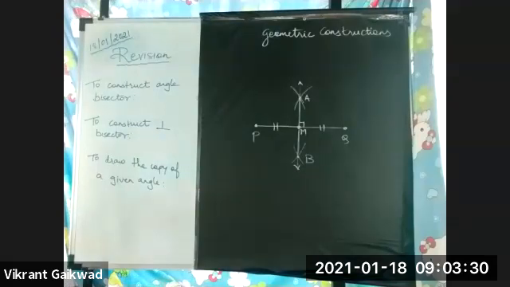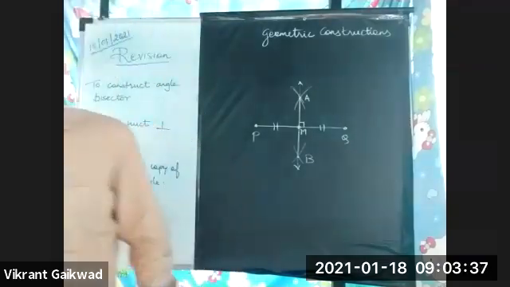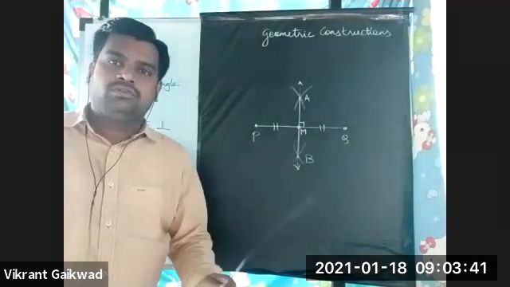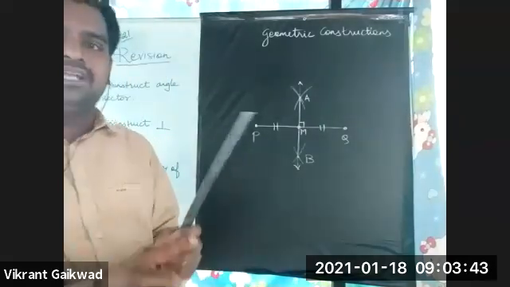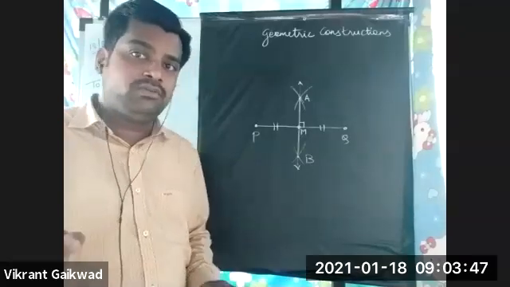Is this clear to all the students? Very easy what I've done. I've drawn any line segment PQ. After drawing that line segment, I've taken more than half the distance of PQ on my rounder.